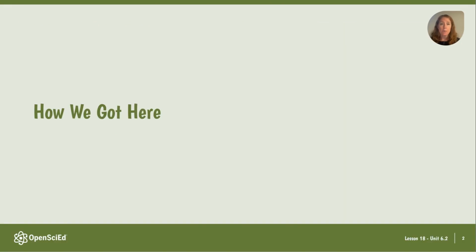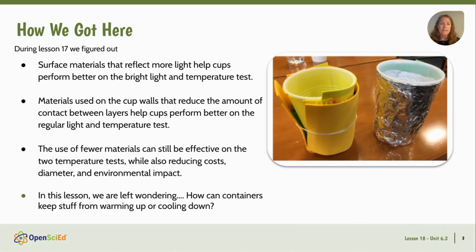First, let's think about how we got here. During lesson 17, we built, tested, and reflected on a second cup design. We figured out that certain materials helped cups perform better on certain tests. In this lesson, lesson 18, we are ready to generalize our model about energy transfer and apply our model to a related phenomenon. In this lesson, we are returning to our unit driving question: how can containers keep stuff from warming up or from cooling down?